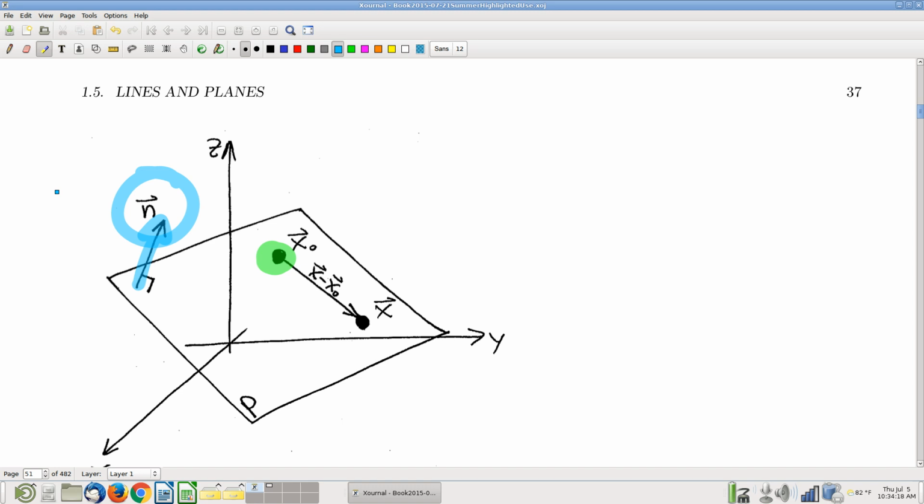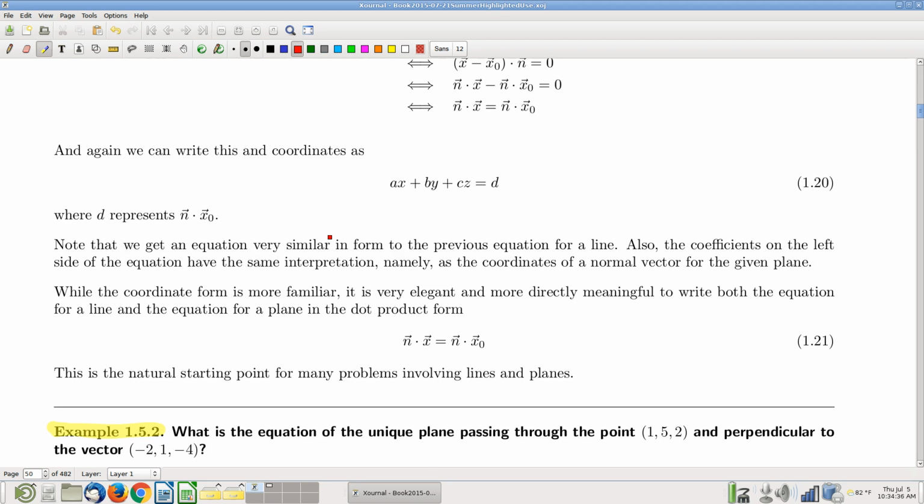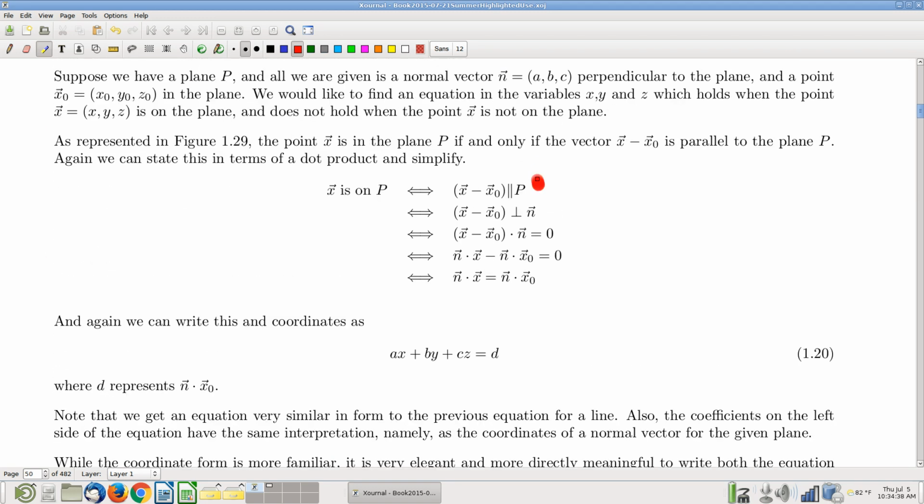And if you make the exact same argument from that, right? We're trying to decide if this point x is in the plane or not in the plane. Well, it boils down to whether this difference vector is either parallel to the plane or not parallel to the plane. Parallel to the plane is synonymous with perpendicular to the normal vector.